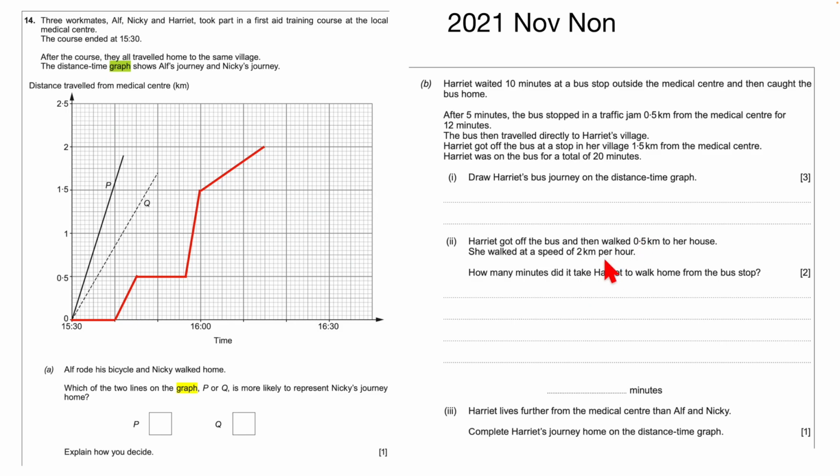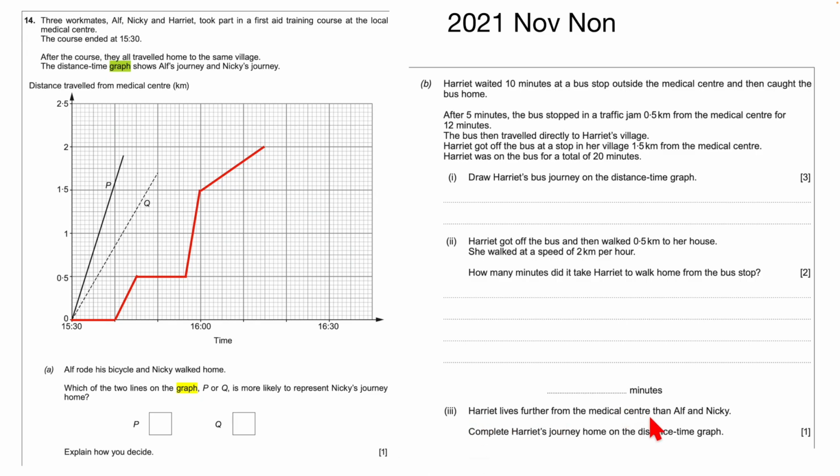Well, time. Let's see. Speed equals distance over time. Time equals distance divided by speed. Time is equal to 0.5 divided by 2, which is a quarter. So a quarter of an hour. So from 1600 hours to 1615, and she walks the remaining 0.5.